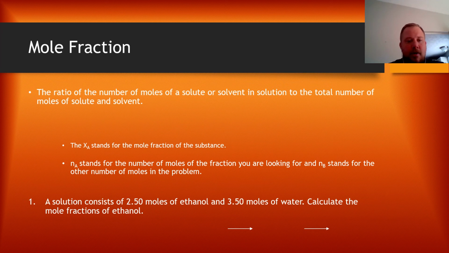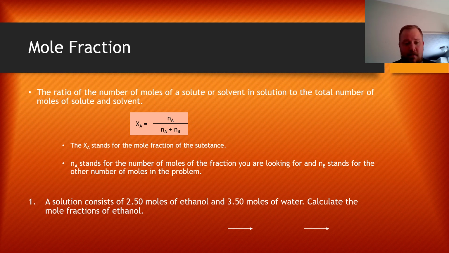The last thing we're going to talk about is the mole fraction. It says the mole fraction is the ratio of the number of moles of solute or solvent in a solution to the total number of moles of solute and solvent. It's noted as this equation here: XA equals Na over Na plus Nb. XA is the mole fraction of whatever substance you're looking for. Na is the moles of the substance you're looking for. Nb is the number of moles of the other component in the equation. Whatever you're looking for, we're going to call that Na, and the other one we're going to call Nb.